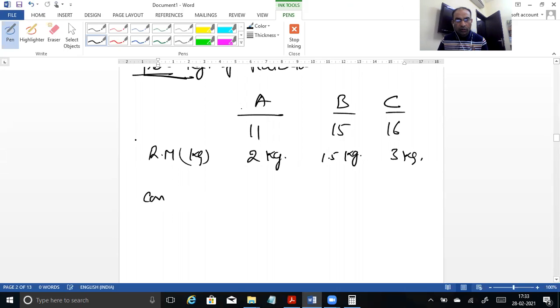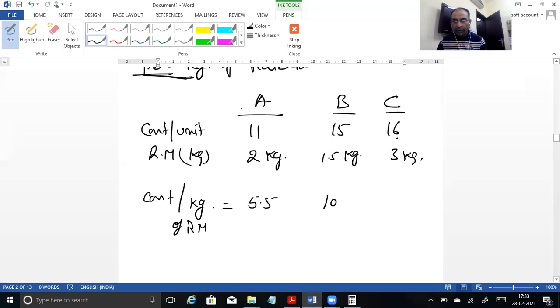this is contribution per unit. So I have to calculate contribution per kg of raw material. Here it will come 11 divided by 2, 5.5. 15 divided by 1.5, how much does it come? It comes 10. Here, 3 fives are 15 and 3 threes are 9, near about 5.3. So now the picture has completely changed.